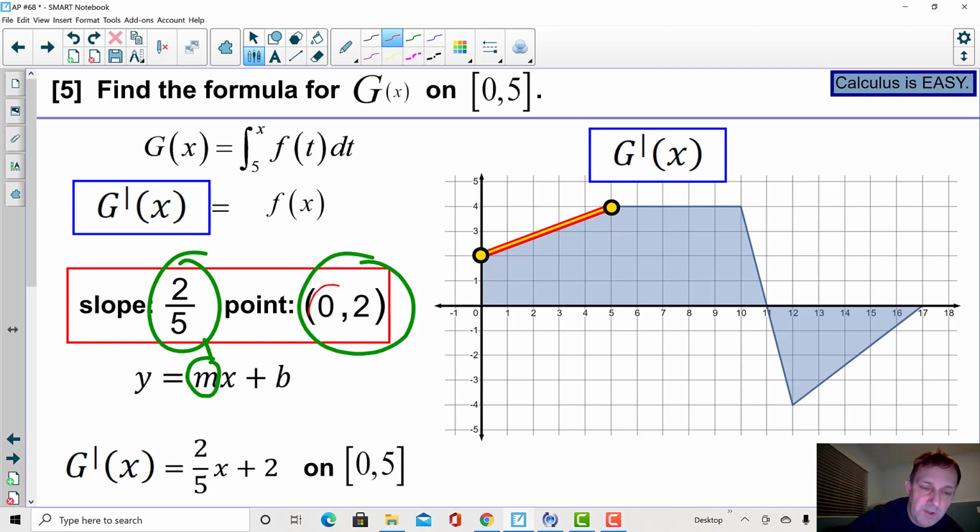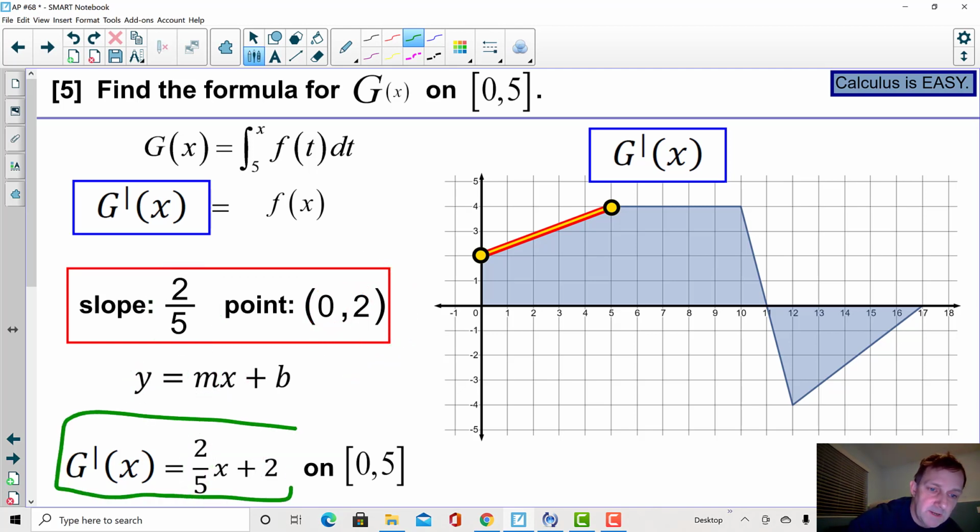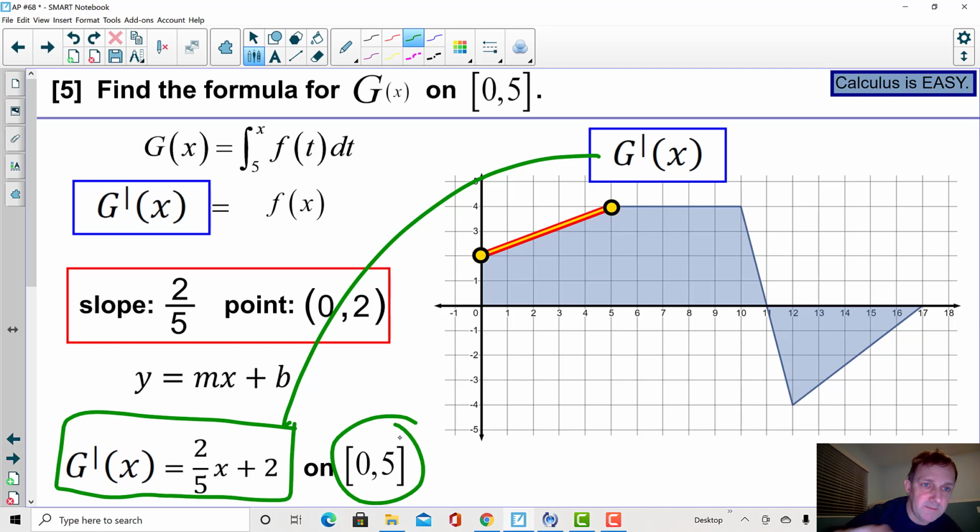Then you can plug in your point. It would be 0 for x, put a 0 here, and put a 2 for the y. If you do that, you can figure out that b is going to equal 2. So you put a 2 for the b, and of course our slope is 2/5. So it's pretty easy to find the equation of a line. Remember, this graph is g prime. So we've come up with the equation for g prime on the interval from x equals 0 to x equals 5. But we need to find the formula for g.